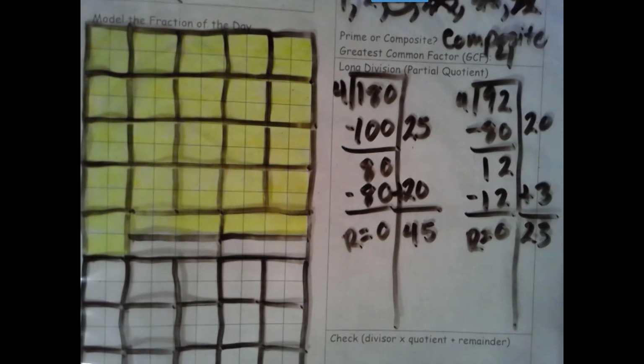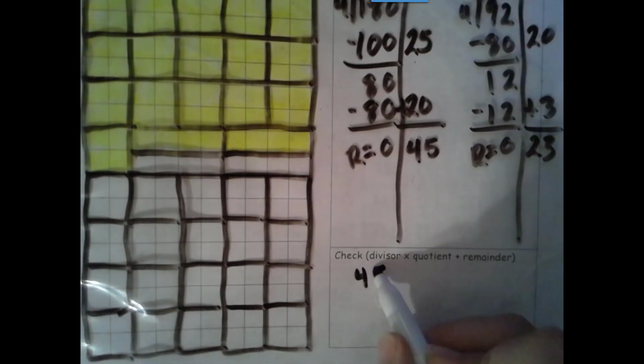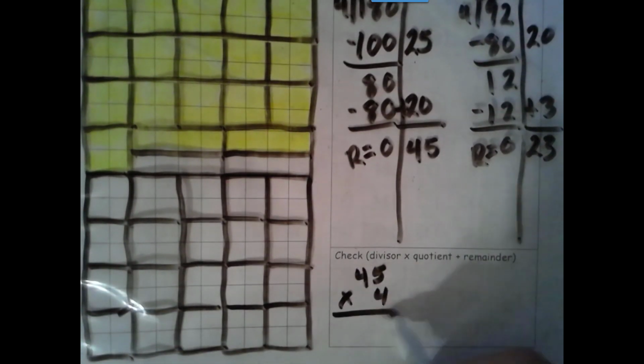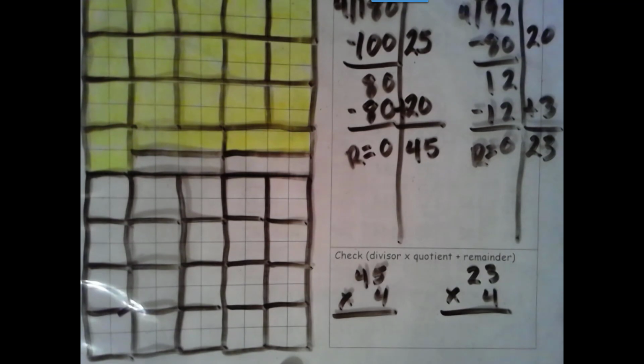Now we still need to check. Divisor times quotient plus remainder. Since our remainder is 0 for both, and the identity property of addition says when you add 0 it stays the same, we don't need to take the time to add 0.